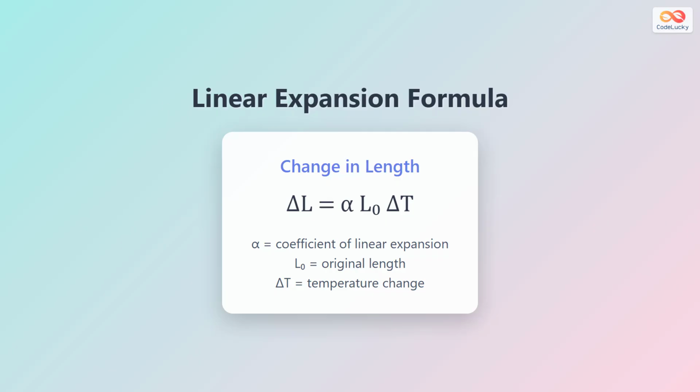The change in length due to thermal expansion is calculated using a simple formula. Delta L equals alpha times L0 times delta T. Delta L is the change in length, alpha is the coefficient of linear expansion, which is a material property, L0 is the original length before heating, and delta T is the change in temperature. This formula allows us to predict how much a material will expand.